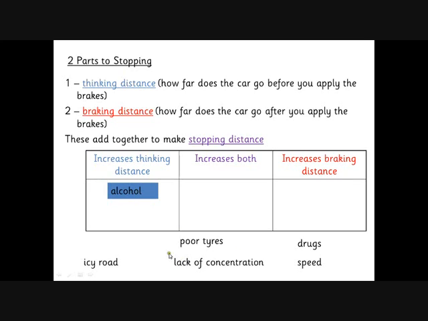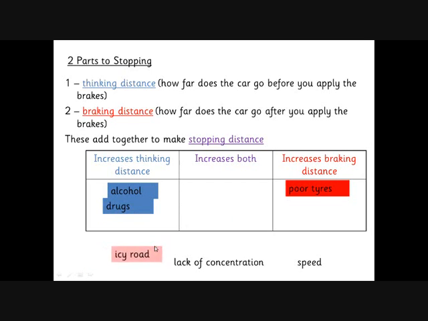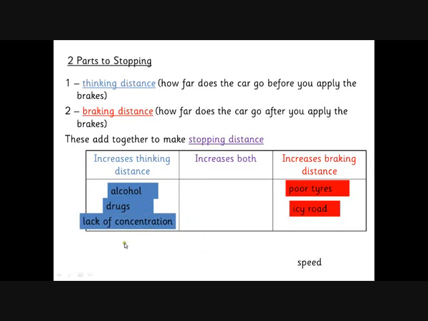Having poor tyres on your car isn't going to make any difference to how long it takes you to get your foot on the brake, but it is going to make the car not brake as well once it is slowing down, so you might get less friction on the road and slow down more over a longer distance. Drugs is just another specialised example. Obviously, alcohol is a drug, so it's again slowing down your reaction times. If the road is icy or wet, then again that's going to increase your braking distance if you slide on the road. If you're not concentrating, if you're on the phone for example, then that's going to increase your thinking distance.